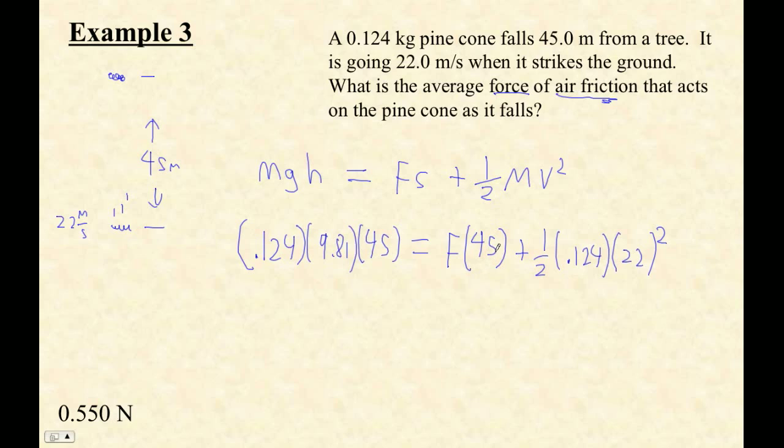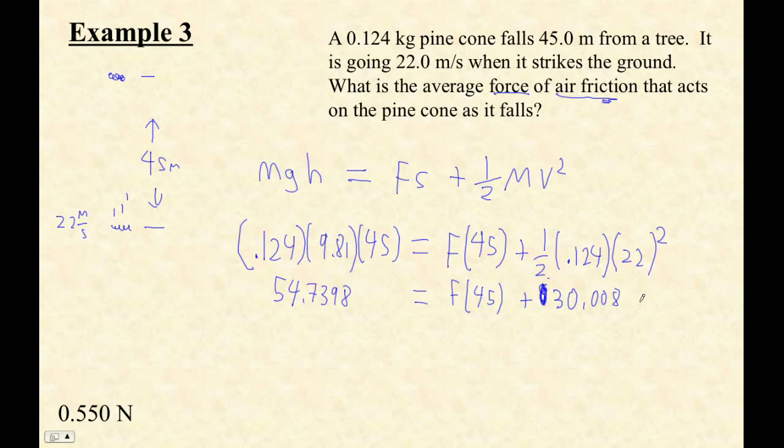Okay, so 0.124 times 9.81 times 45, 54.7398. Okay, whoops, I'm going to calculate this side. Okay, so 0.5 times 0.124 times 22 squared. That's 30.008, right? 30.008. That's like a nothing there.